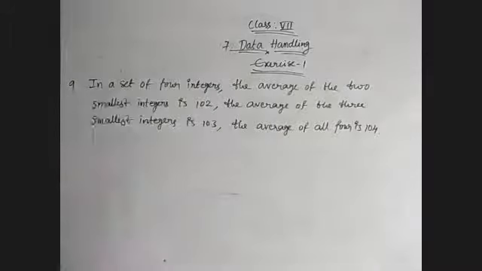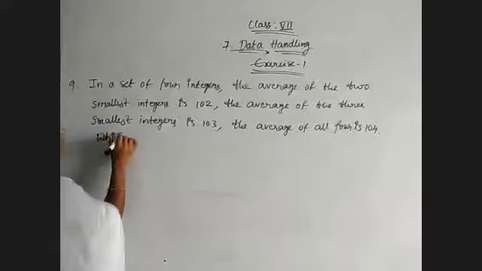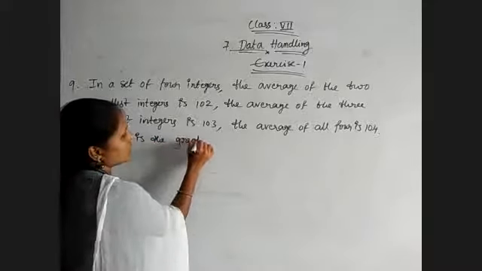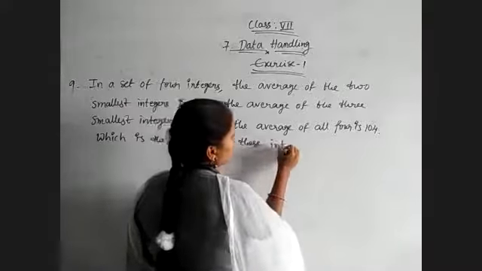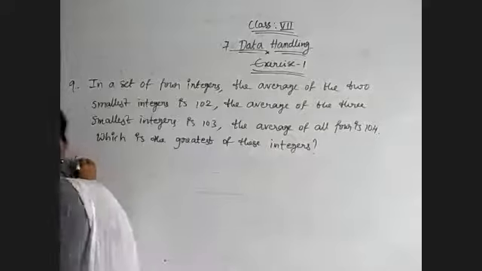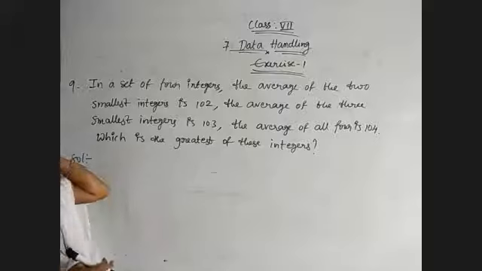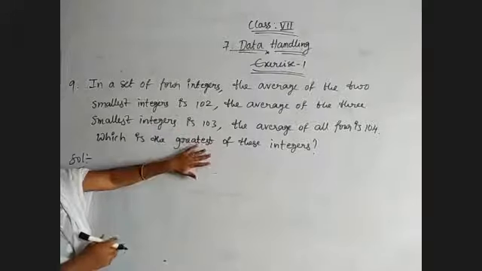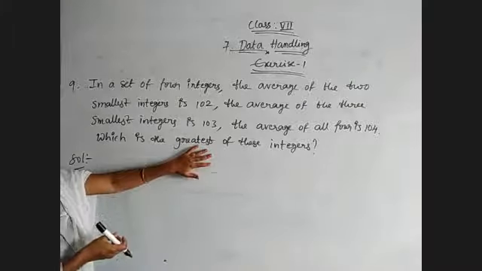Now, which is the greatest of these integers? So just observe the question here. They have not mentioned any one integer, but in all cases they have mentioned the average. So we are doing the problem depending on average only, the arithmetic mean. That means sum of observations by number of observations we have to take.